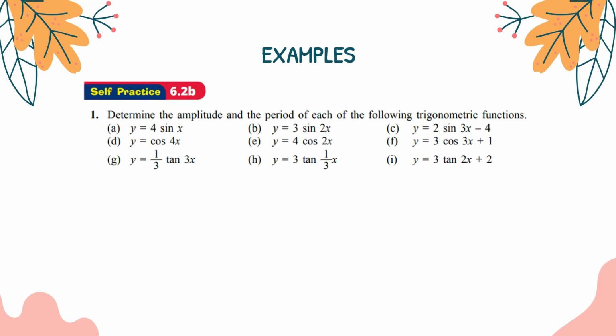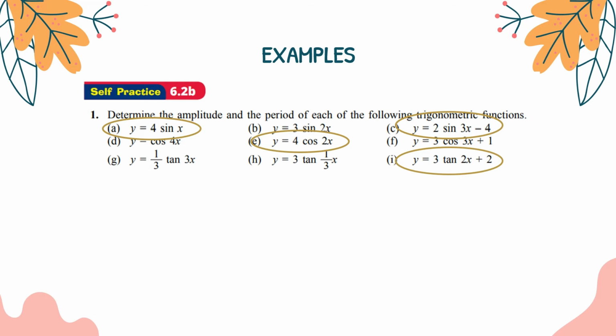Okay, so let's look at examples. Kita tengok contoh. Okay, this one is from self-practice 6.2b. Okay, cuma kita akan jawab semualah. Soalannya adalah determine the amplitude and period of each of the following trigonometric functions. Kita nak mengetahui amplitude dan tempoh bagi setiap fungsi trigonometri yang diberikan. So we just choose 4 from these examples.